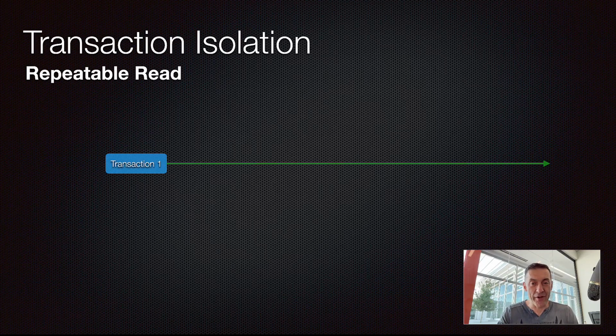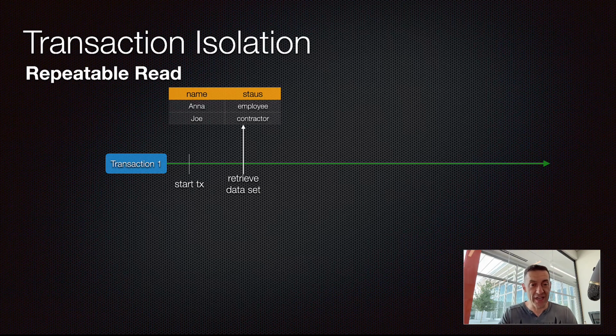So the next one is repeatable read isolation. And let's take a look at how this works. So transaction 1 starts, and then it retrieves a data set. Okay, so let's say that this is the data set that it got. And we have a slightly different table here. We have name and status. Status is misspelled, it's missing a T, but let's just say it is status. So we have Anna, which is an employee, and Joe is a contractor.